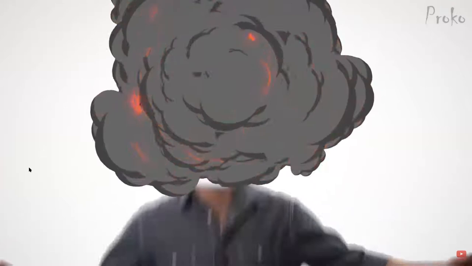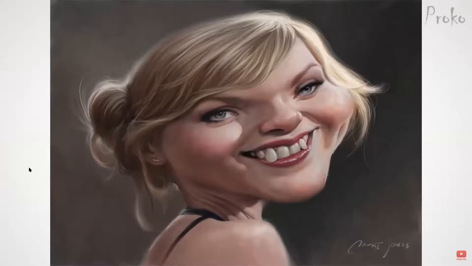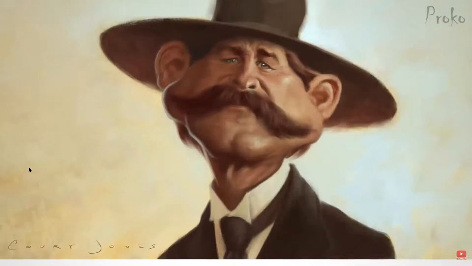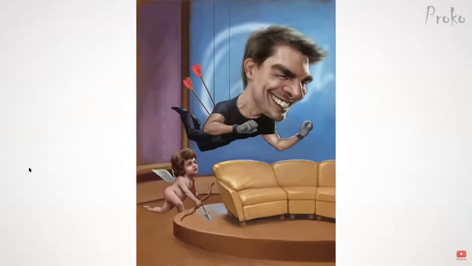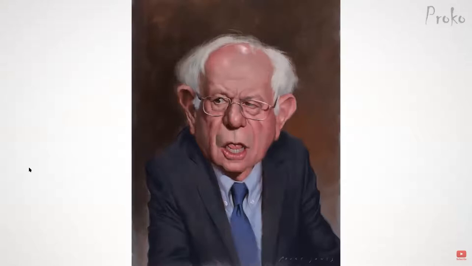The goal of caricature is not to make someone ugly. It's not even about making fun of them, although it can be. And there's a lot more to it than just making one feature bigger. A caricature, at its core, is a portrait where the proportions are changed to highlight what makes a person different from everyone else. Hopefully, the result is funny. And ideally, a caricature will look more like the person than they look like themselves.